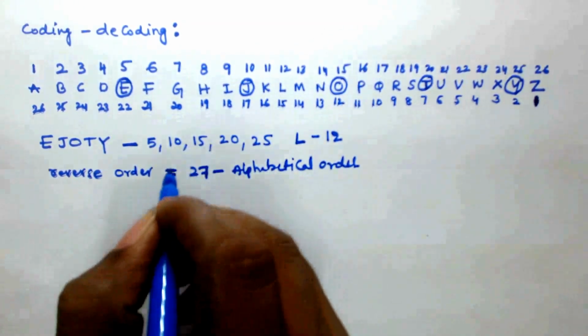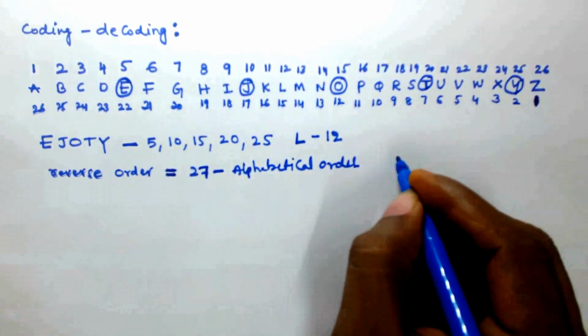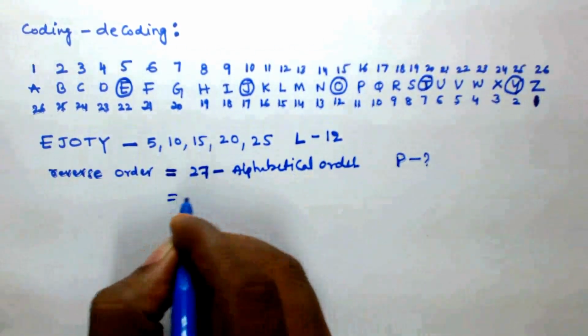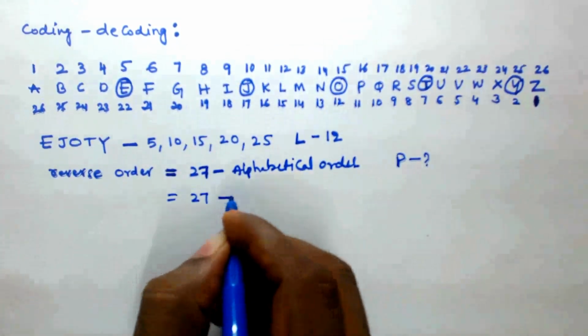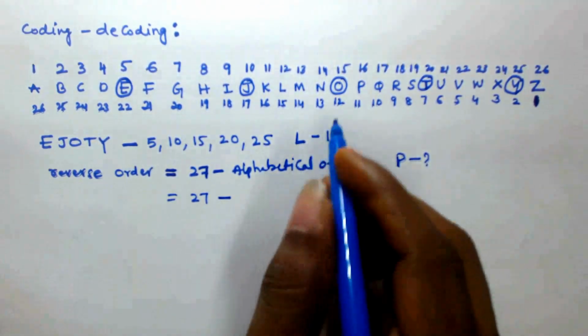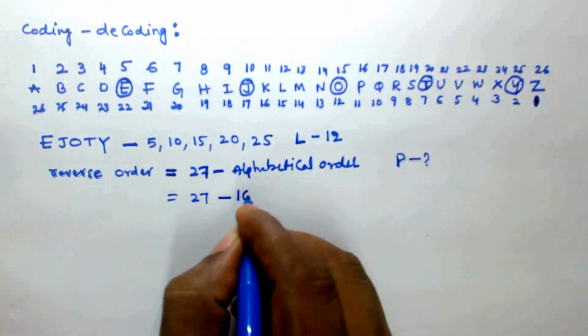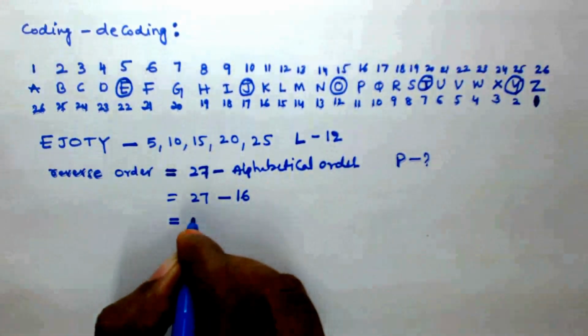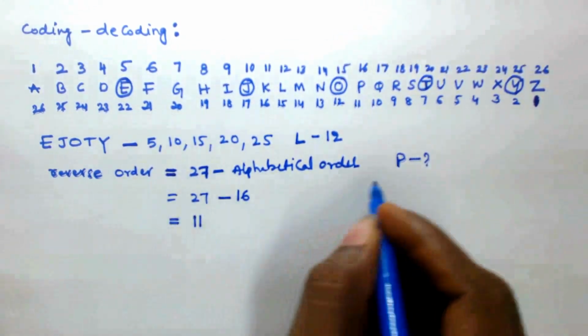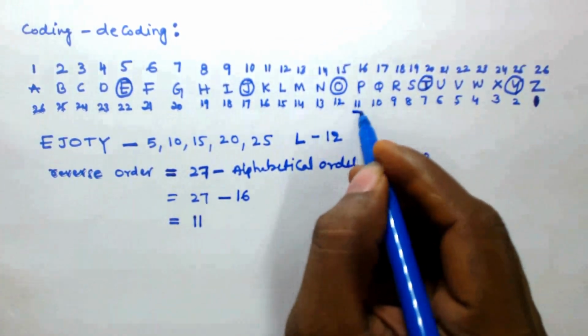For example, let us find P's reverse order. How can we find that? That is going to be 27 minus alphabetical order. After O, P will come. So O is 15 and P is 16. So 27 minus 16 is going to be 11. So the reverse order of P is 11.